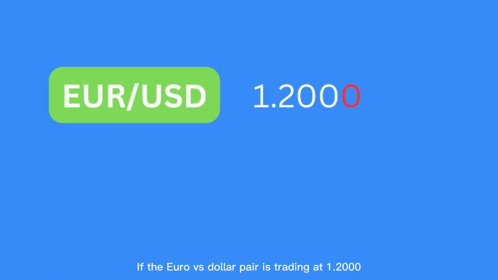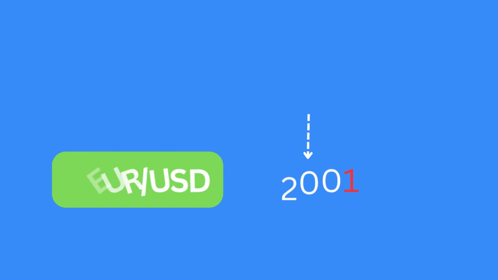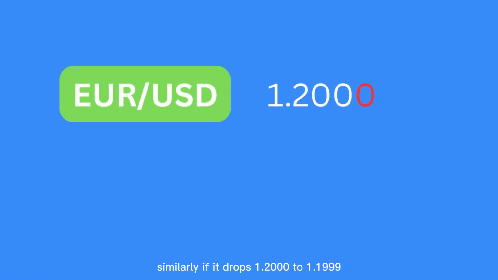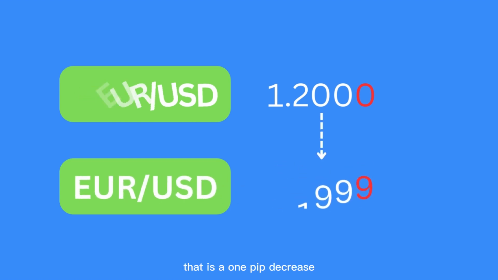For example, if the euro to US dollar pair is trading at 1.2000 and it moves up to 1.2001, that is a 1 pip increase. Similarly, if it drops from 1.2000 to 1.1999, that is a 1 pip decrease.